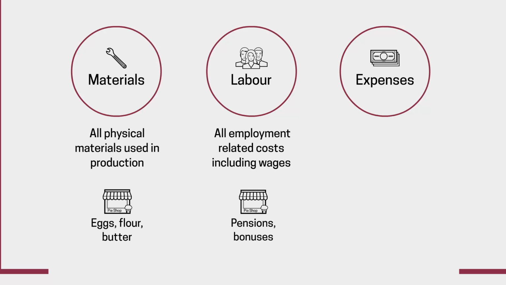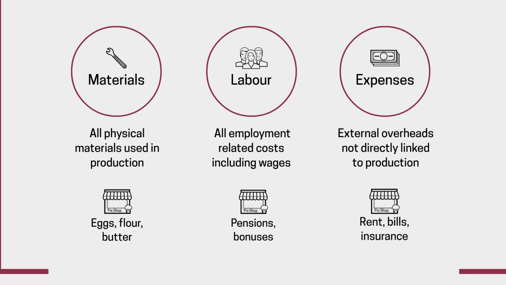And finally, we have expenses, and expenses are external overheads. These are costs that are accumulated within the shop, but they are not directly linked to the production, not directly linked to each individual pie that is being produced. So this would be things like the rent on the premises, the bills for the water, electricity, insurance as well for the particular shop, so that if it's damaged in a fire, etc., then we do not lose all our money. Those are the three main elements. You can ultimately split any cost down into one of those three categories.